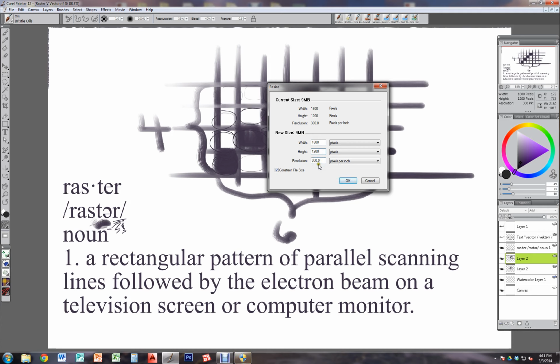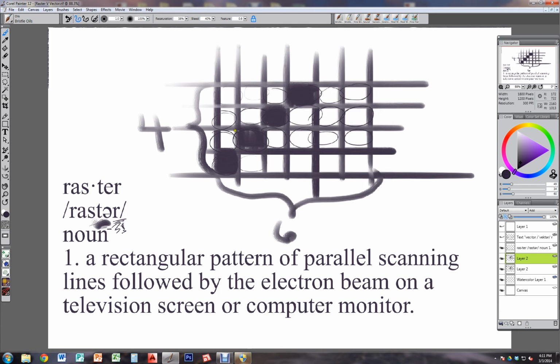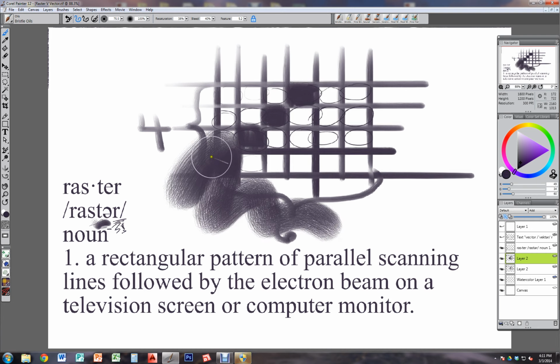And every inch of space has 300 pixels in it. So this is a lot of information, so your file size is going to be a lot bigger when it's rasterized. Most of your brushes in Painter are rasterized images, so they're going to be fuzzy around the edges.